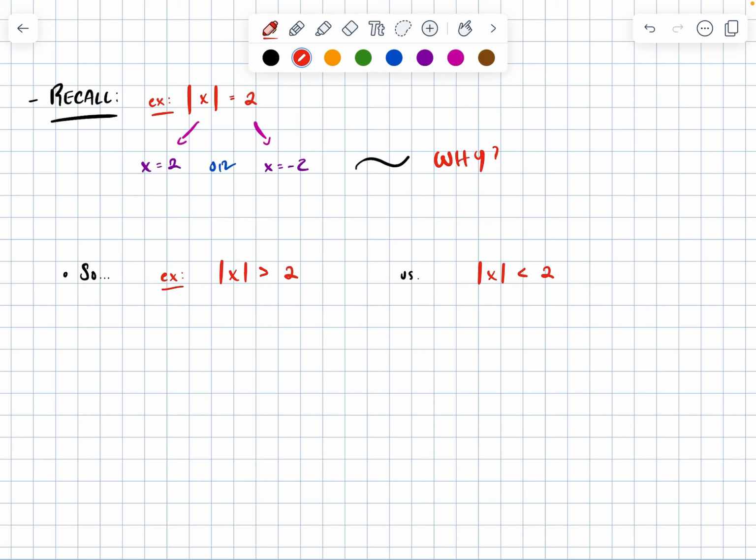But why? Why does it make sense that both of these numbers are my solutions? Well, what this is saying, by virtue of the equal symbol, remember, absolute value is a measure of distance. So this is asking me what question?